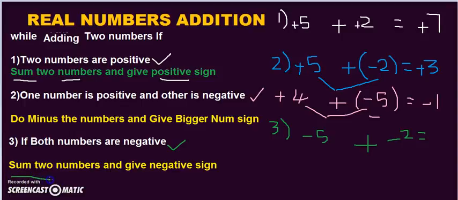Sum the two numbers and give a negative sign. So what is the addition of 5 and 2? The addition of 5 and 2 is 7. But what sign do we have to give? The negative sign.